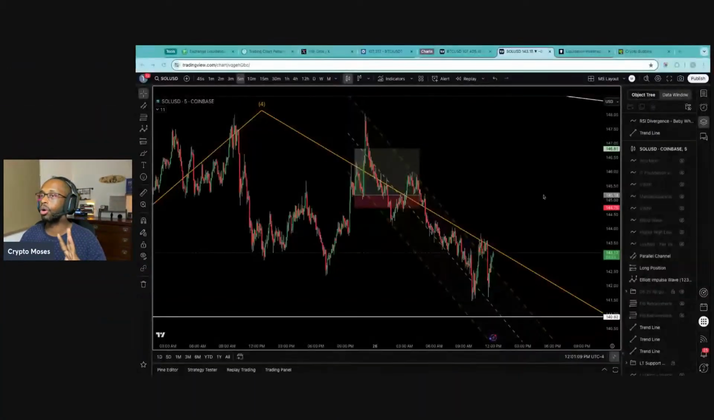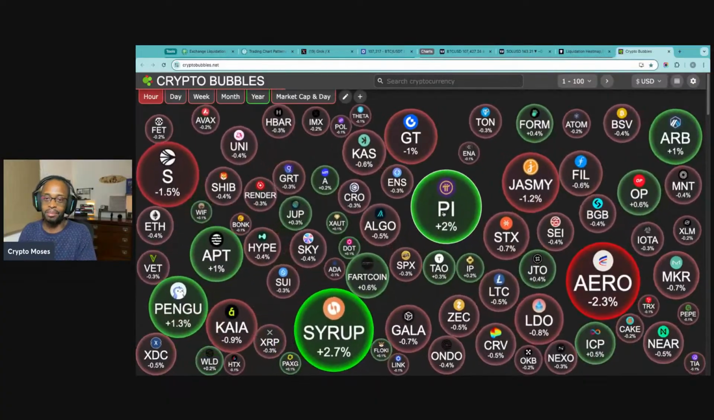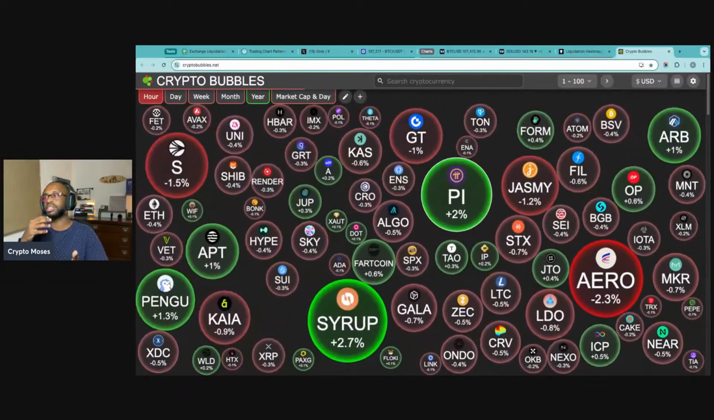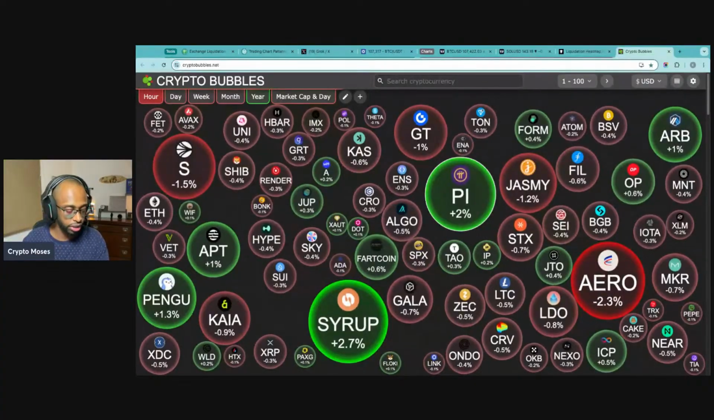So let's start right off with the bubbles. We'll do the liquidation heat map and then we'll go over some of these strategies. And if I get on a tangent on one of them, please don't hesitate, stop me. But I just want to show you guys how easy it is to set up a strategy, how easy it is to backtest a strategy. All of this is doable.